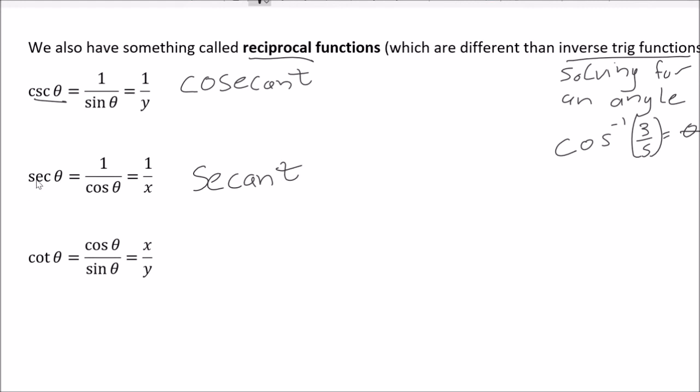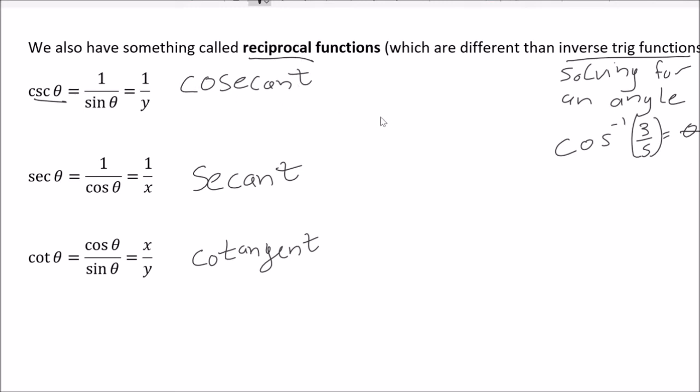Okay, secant is paired up with cosine, so since it's a reciprocal function, it's 1 over cosine, which is 1 over x. And the last one is cotangent. And we remember that tangent was y over x, or cosine over sine, so cotangent is just the flipped version of that.